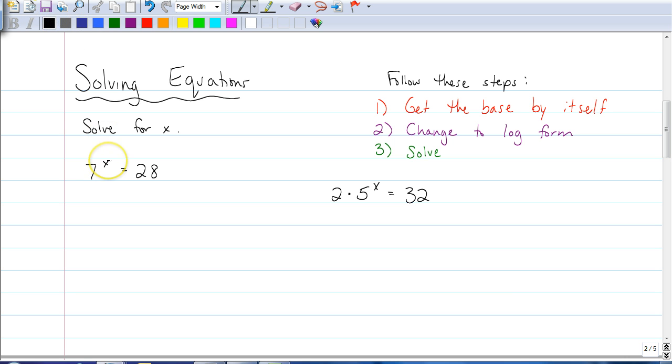My next step then is to change to the logarithm form. When I change to the logarithm form, remember this means that my base is 7. My value that I'm taking the logarithm of is that 28. It's equal to your exponent, which is x. And now if you have a TI Inspire, you can just plug this in on your calculator, take the log base 7 of 28, hit enter, you get your answer. But if you don't have a TI Inspire, you're going to have to break this up into the log of 28 divided by the log of 7. And when you do that on your calculator, you end up with 1.712 as your answer.